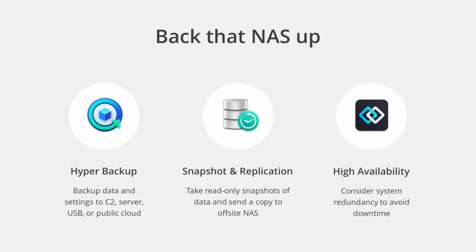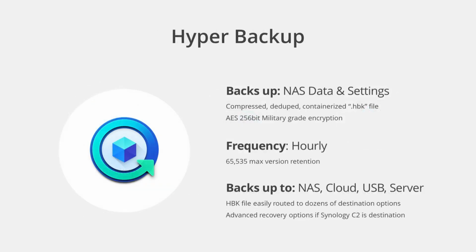All right, so now that all your data is either backed up or synced to your local NAS, you want to make sure that NAS is backed up. So we have three different options that I'm going to go over today: Hyper Backup, Snapshot Replication, and High Availability. The first one is Hyper Backup.